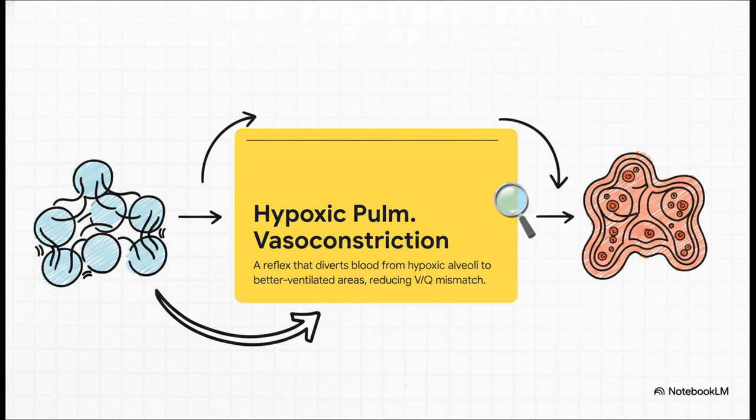Here's how it works. When a part of the lung isn't getting enough oxygen, the little arteries feeding that area automatically clamp down. How cool is that? It literally diverts blood away from the crappy, poorly ventilated parts of the lung and sends it over to the healthy parts that are working well. It's the lung's own little optimization system.